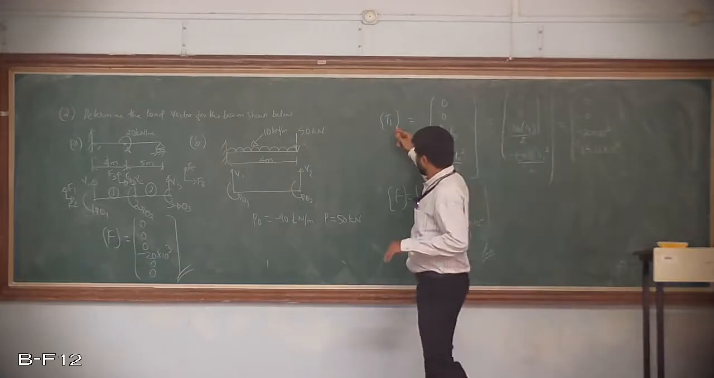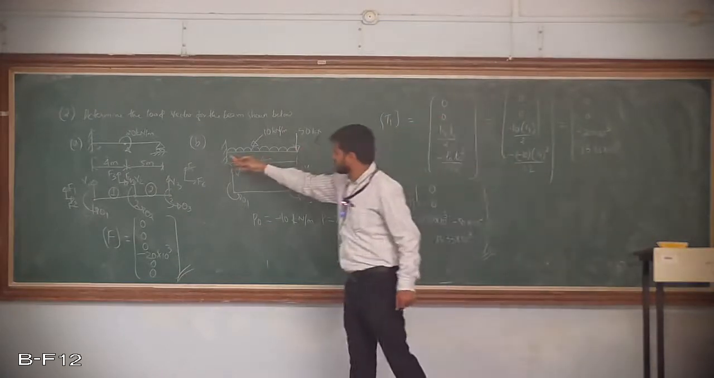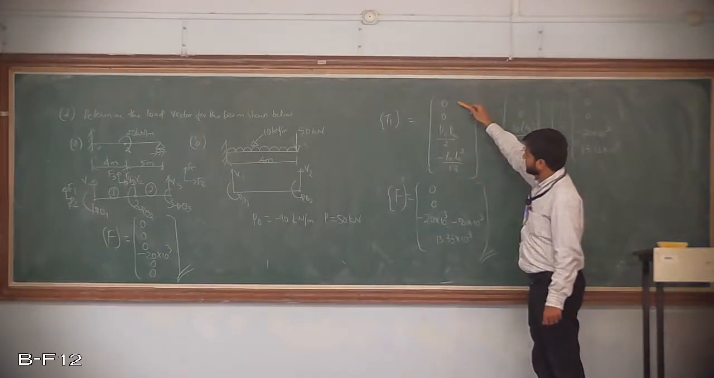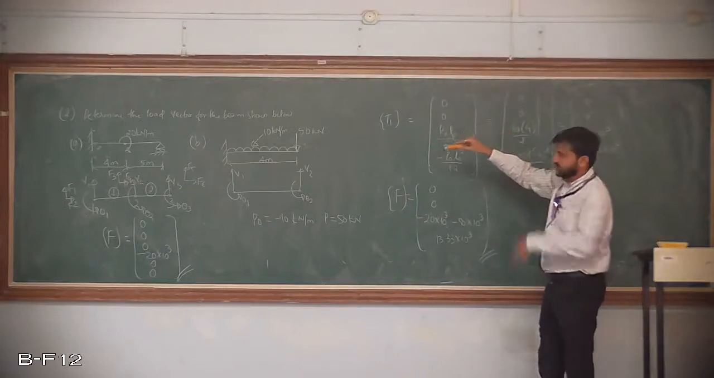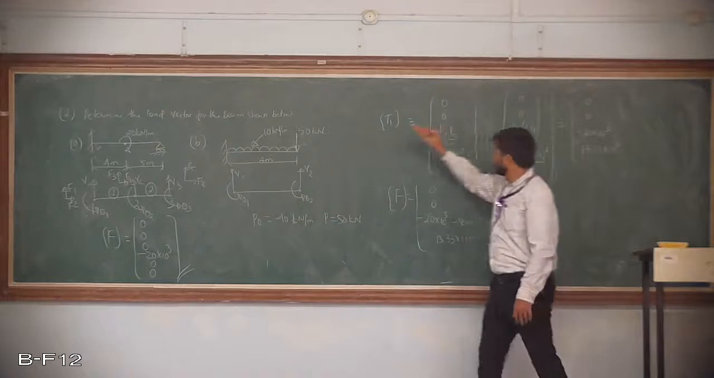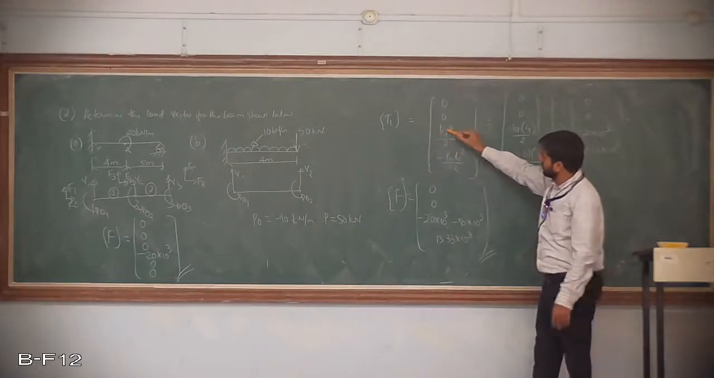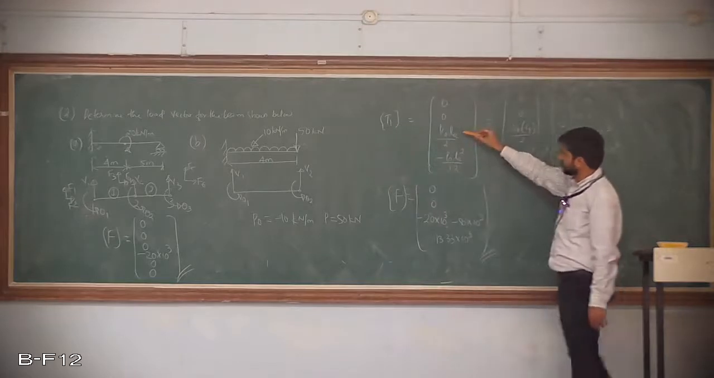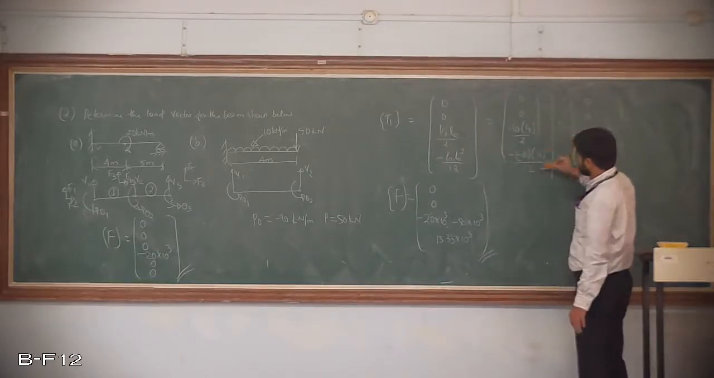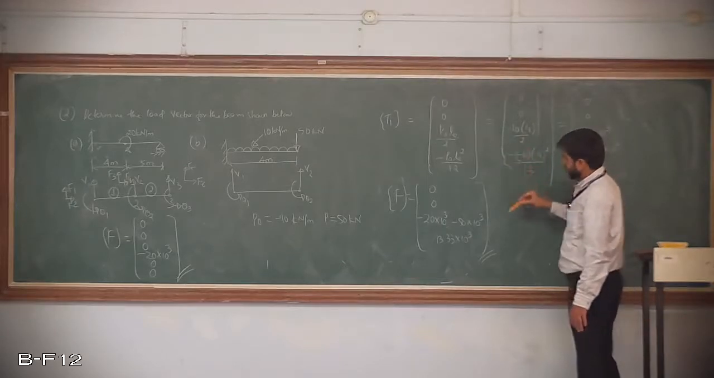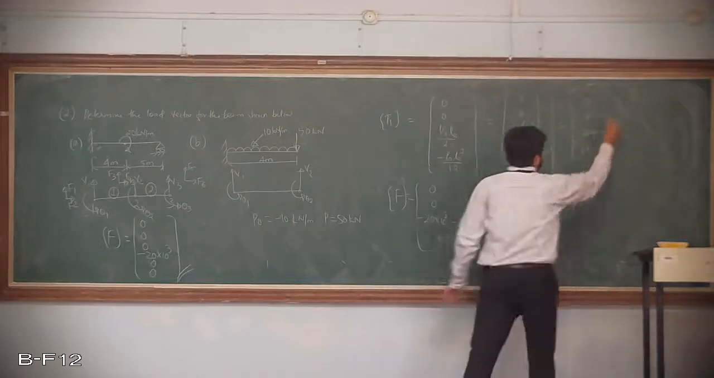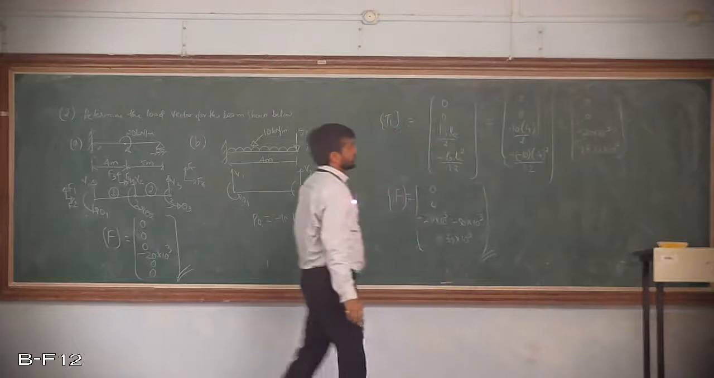Why I have written 0, 0 here for theta 1 is, at node 1 there is no length, so the length will be 0 there. That is why I have taken it as 0 and 0 here, because there is only one element in the B problem. Next, at node 2 I have taken P naught LE by 2, next minus P naught LE square by 12. So substitute the value of LE, which is 4 meter. After substituting 4 meter and solving, you will get this value, 13.33 into 10 raised to 3.